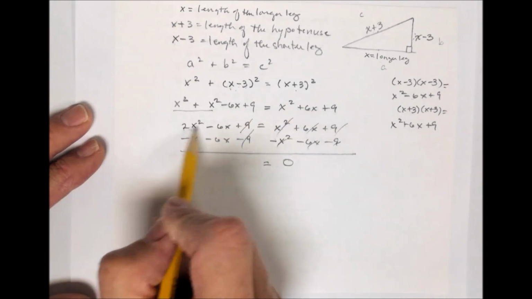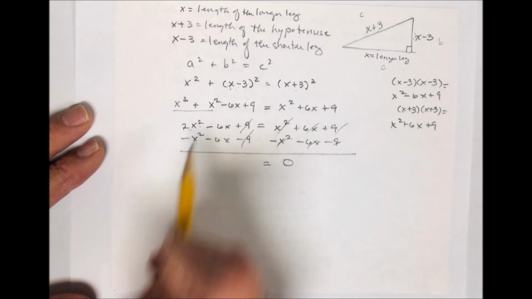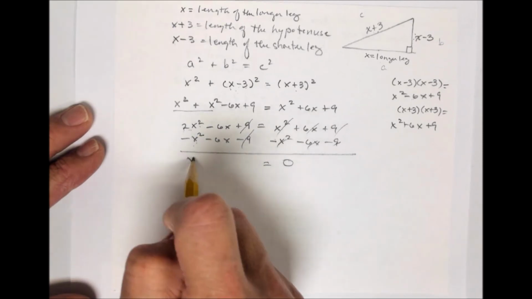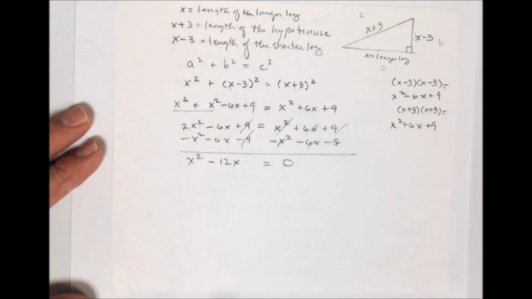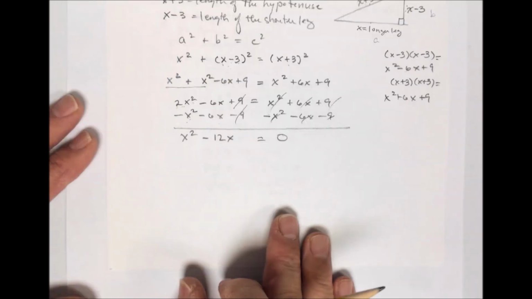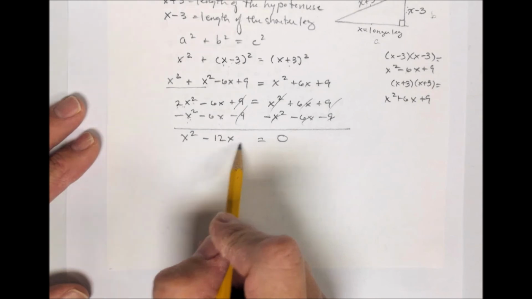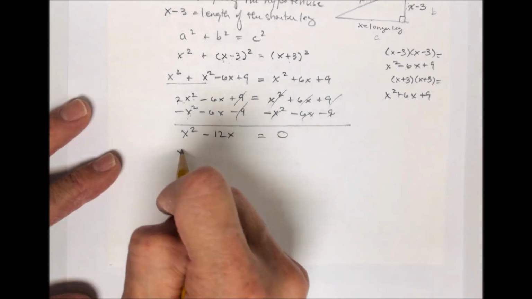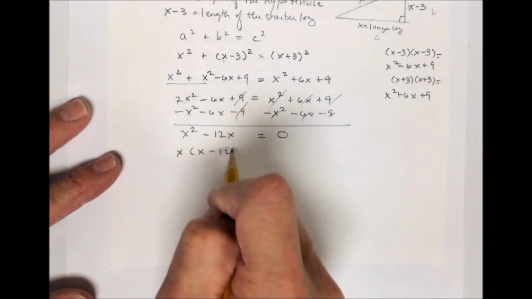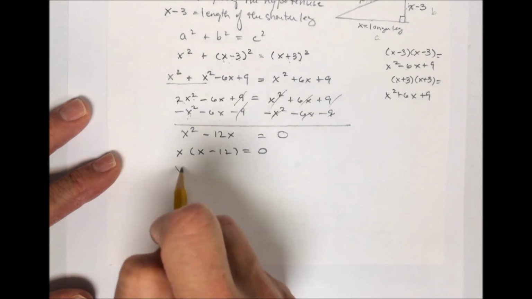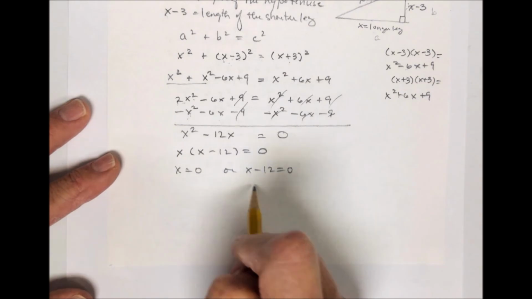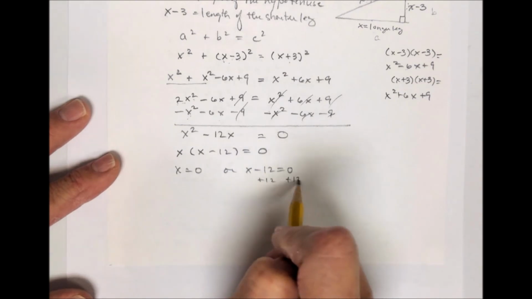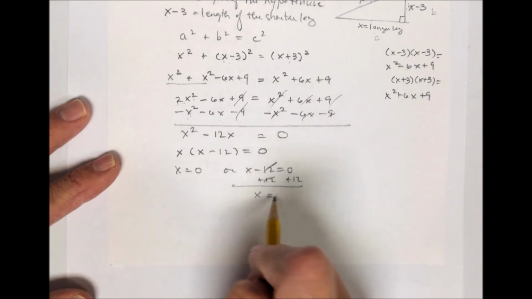Here I have 2x squared. Well, that's a squared there. Sorry about that. Minus 1x squared is x squared, and minus 6x is minus 12x. So there's my quadratic. That doesn't have a constant term, but that's okay. I can do a GCF. My greatest common factor is x. I'm going to set x equal to 0, and I'm going to set x minus 12 equal to 0. Well, this is solved, and here I would add 12. So I get x equals 12.